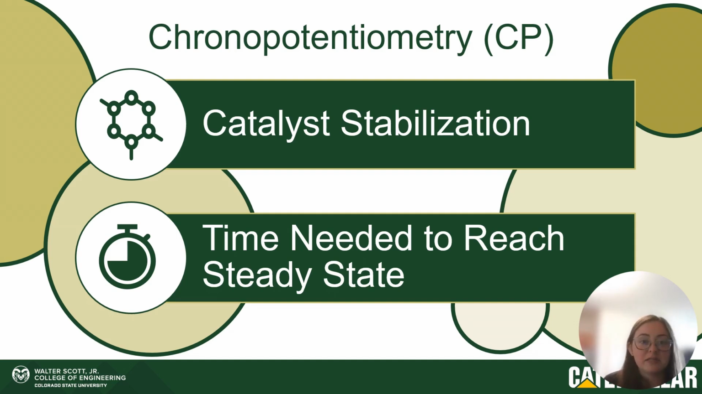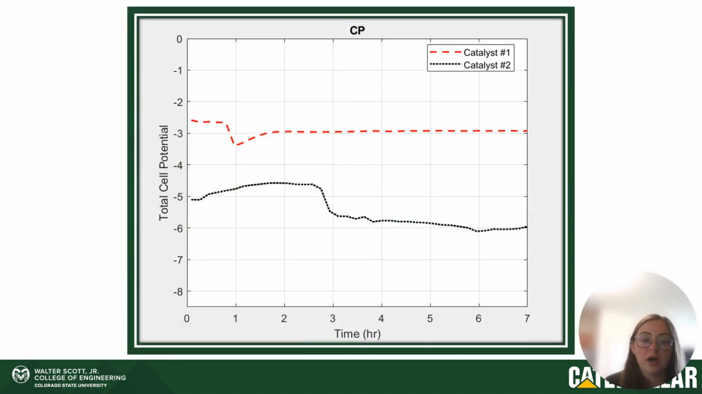It also tells us about the time needed to reach steady state. So once a curve converges to a certain point and stays there, it shows us when and at what cell potential is needed for the reactor to hold that same current density. So going into comparing both of our catalysts, they were run at the same current density for 7 hours, and as you can see, Catalyst 1 has the best steady state curve, whereas Catalyst 2 shows the signs of mass transfer phenomena happening, or maybe some blocking, something like that.